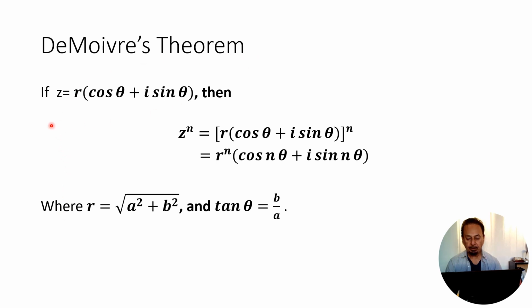DeMoivre's theorem. If z equals r times cosine theta plus i sine theta, then z raised to the power n equals r times cosine theta plus i sine theta, raised to the power n, equals r raised to the power n times cosine n theta plus i sine n theta, where r equals the square root of a squared plus b squared and tangent theta equals b over a.